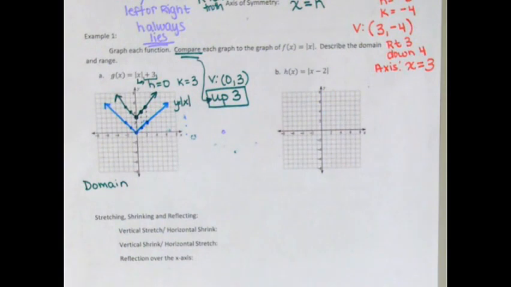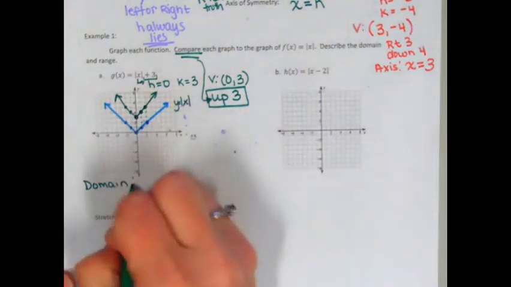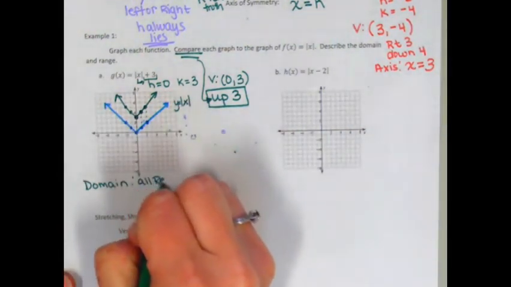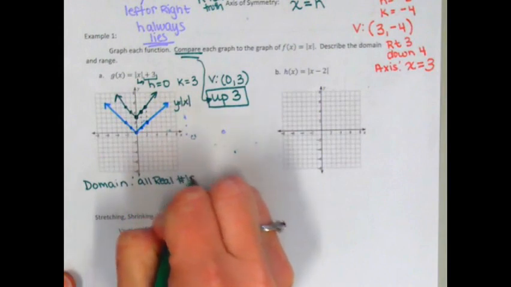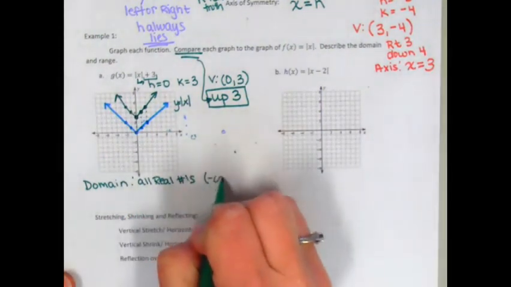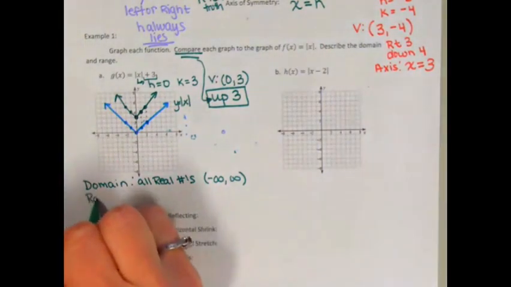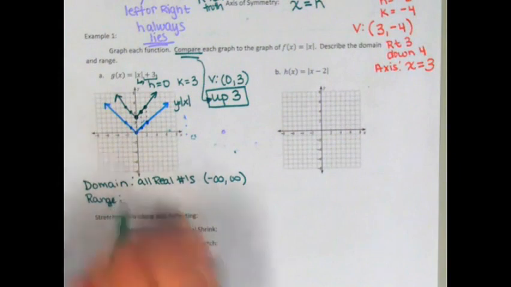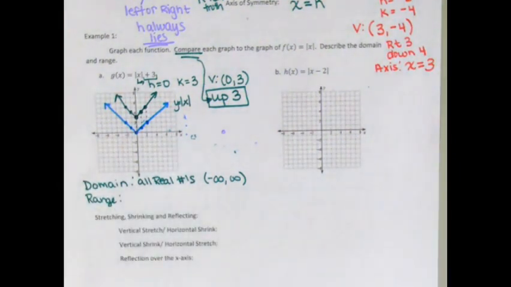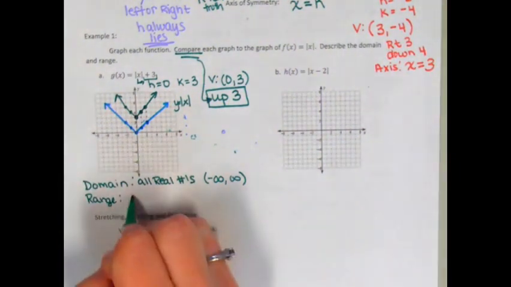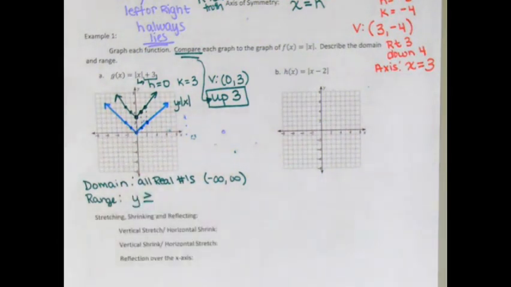Okay, so my domain is always all real numbers, or negative infinity to positive infinity. It doesn't matter what you do to the absolute value, the domain is always the same thing. My range. Does my graph open up or down? Up. So it's always y is greater than or equal to.